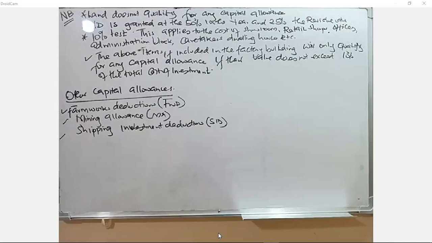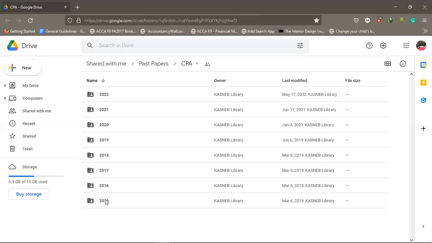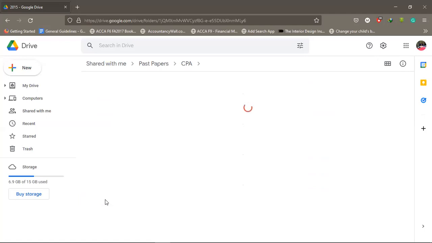2015 November, you can open your past paper, and then I will come until I do last semester's question, which will guide you on how we normally do capital allowances.